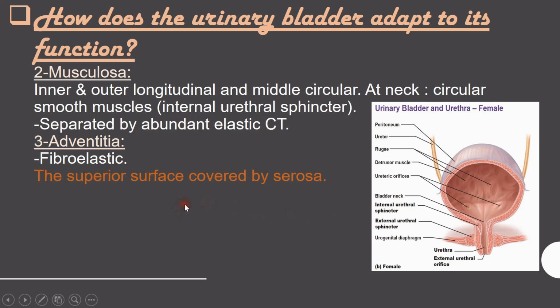Adventitia. The urinary bladder is covered by fibroelastic connective tissue, except the superior surface, which is covered by serosa, which represents the peritoneum. Thank you.